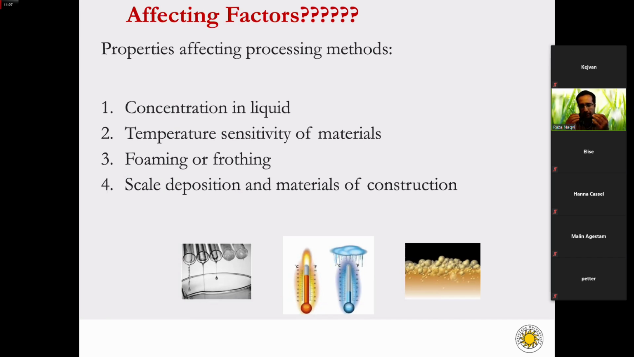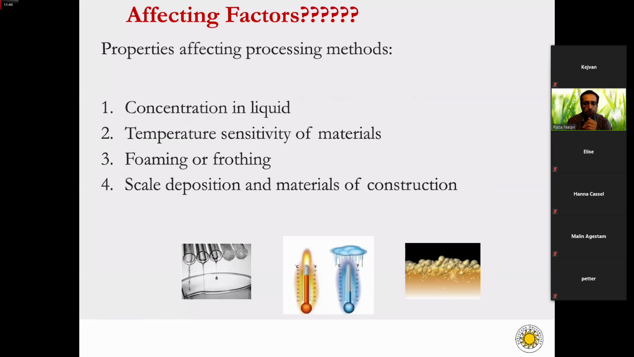Sometimes we have to deal with certain types of solutions which are very much temperature sensitive. For example, if you are boiling your milk to produce condensed milk, you need to be very careful how you provide the heat and the increase in temperature. Some materials are very temperature sensitive. Some of the drugs or medicines that we produce in pharmaceutical companies are very temperature sensitive. So we have to evaporate the water or the liquid from those kinds of materials in a very delicate manner.